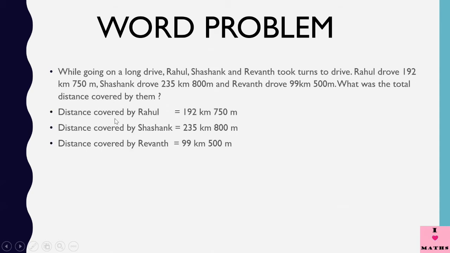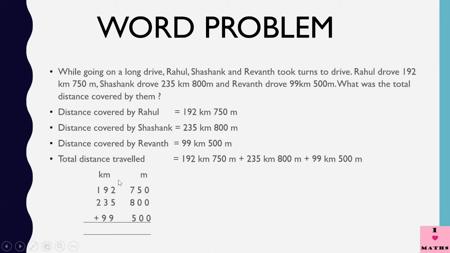Okay. So distance covered by Rahul is 192 kilometers, 750 meter. Distance covered by Shashank is 235 kilometer, 800 meter. And distance covered by Revant is 99 kilometer, 500 meter. So children, what we will do, we will write kilometers separately and meters separately, like this. Now, kilometers we will write in the column of kilometers and meters we will write in the column of meters.